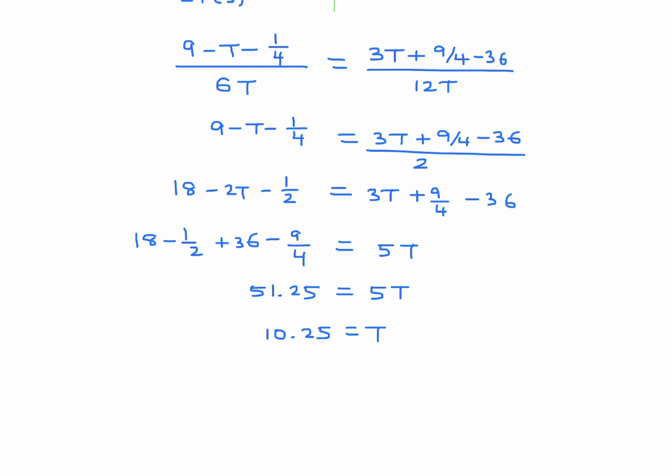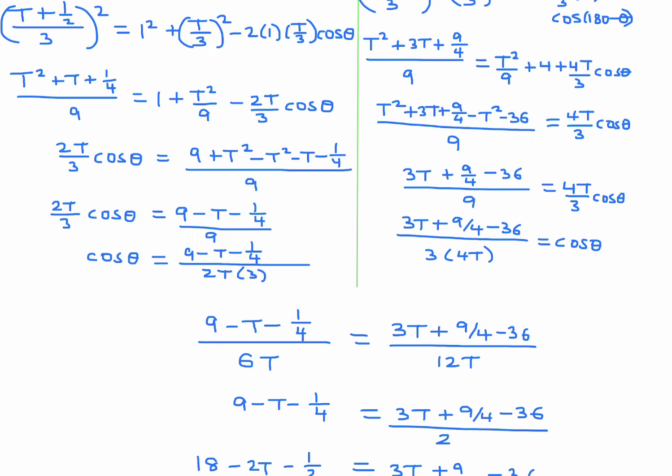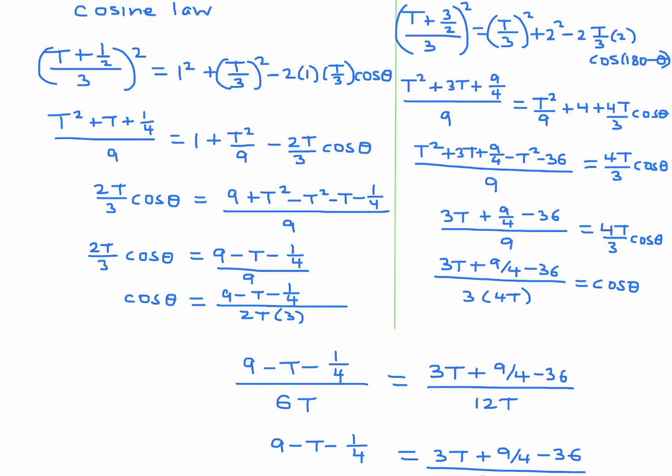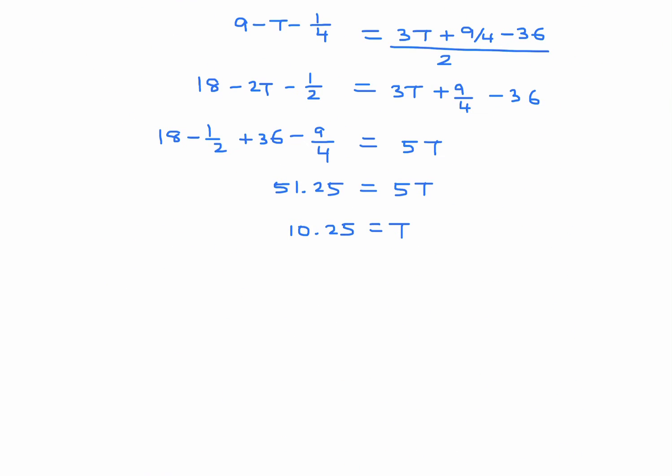All right, what did we want in this question? Determine the distance from microphone B to the explosion P. So that would be t over 3. That's the distance. So we have to calculate the value of t over 3. Okay, well I got t. So t over 3 will be 10.25 over 3. Multiply top and bottom by 4, and you get 41 over 12. So there you go.